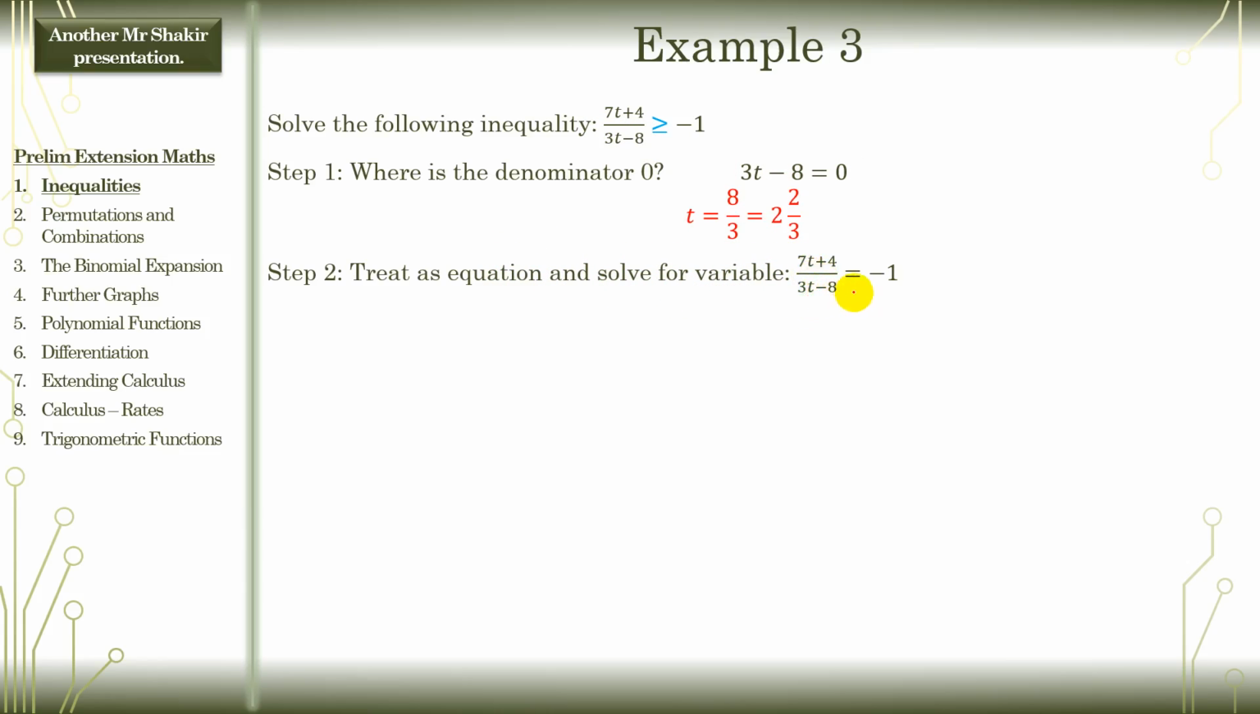Create this equation, solve for the variable. So 3t minus 8 goes to the right hand side. We'll multiply both sides by 3t minus 8. And we just do a bit of algebra, move stuff here and there. 3t goes to the left, 4 goes over here, and so on. You get t is equal to 2/5. That's our second critical point.